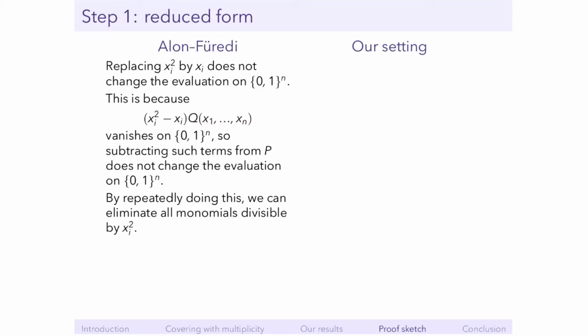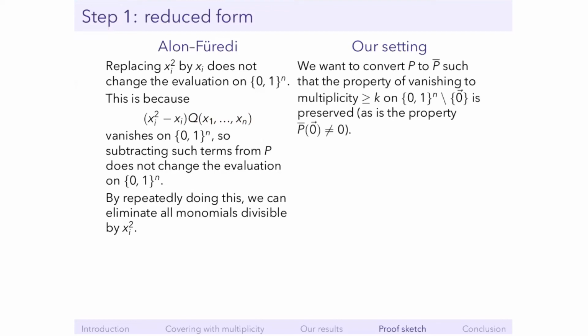So what do we want to do in our setting? Well, we want to construct some reduced form such that, again, from the perspective of the problem, nothing has changed. So we want to convert p to some p bar so that the properties we care about are unchanged, so that p bar still vanishes to multiplicity at least k outside the origin while not vanishing at the origin.